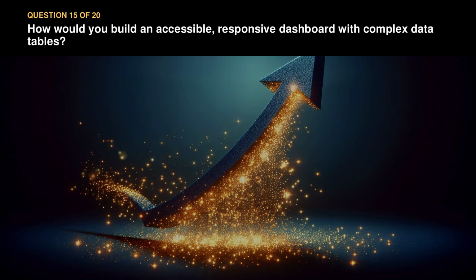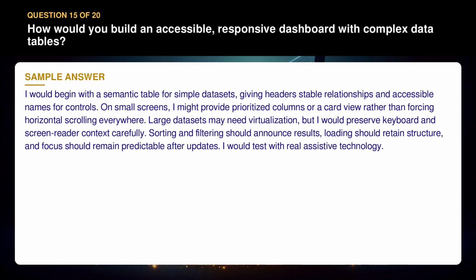Question 15. How would you build an accessible, responsive dashboard with complex data tables? I would begin with a semantic table for simple datasets, giving headers stable relationships and accessible names for controls. On small screens, I might provide prioritized columns or a card view rather than forcing horizontal scrolling everywhere. Large datasets may need virtualization, but I would preserve keyboard and screen reader context carefully. Sorting and filtering should announce results, loading should retain structure, and focus should remain predictable after updates.